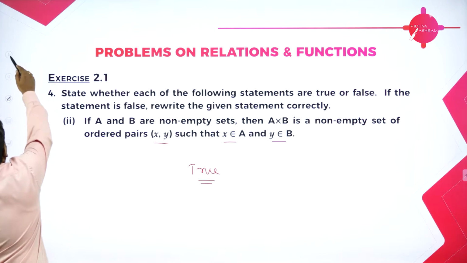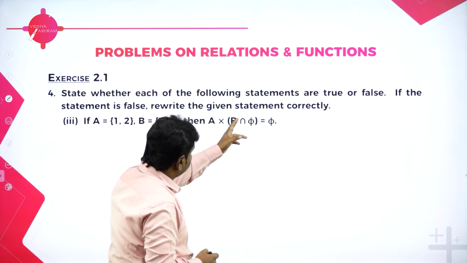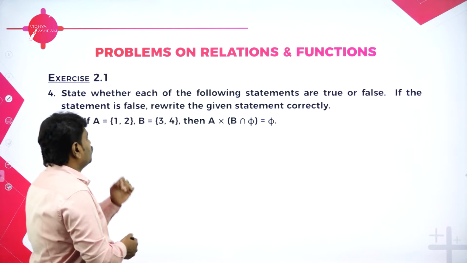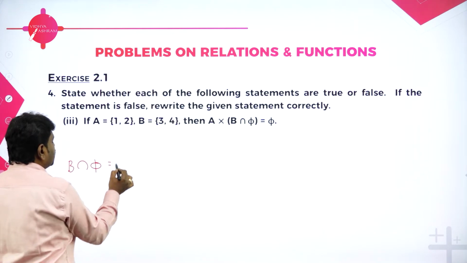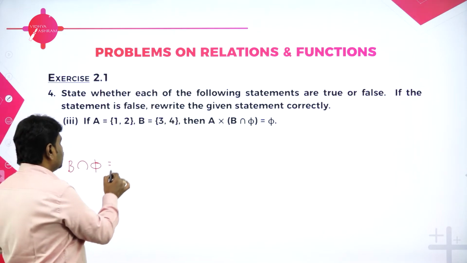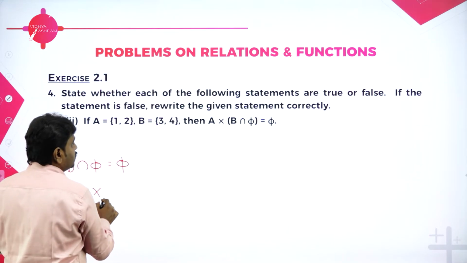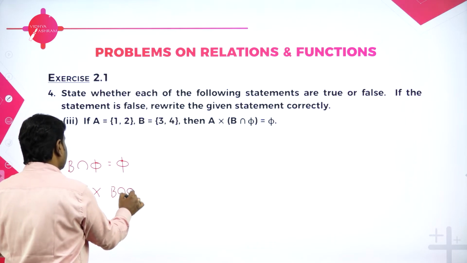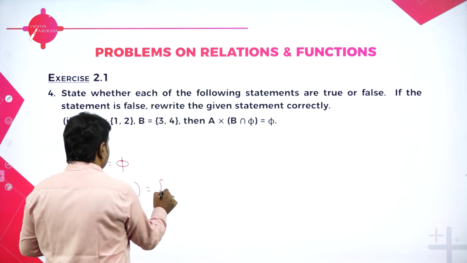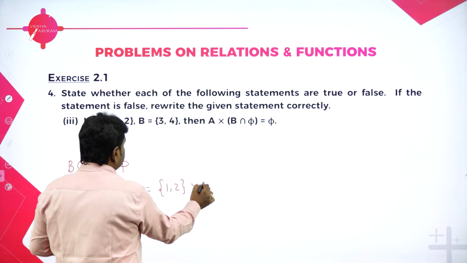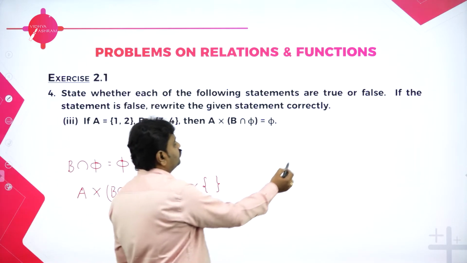So it's true. Then A is {1, 2}, B is {3, 4}, and they give (A cross B) intersection null set is the null set. First we'll check the intersection with the null set. All of you know null set means empty set. Any set intersection the empty set is the empty set only. So if you want (A cross B) intersection psi, then I have 1 with the null set, so (1, 2) cross the null set. We don't have any elements, so again you will get the null set. It is true.